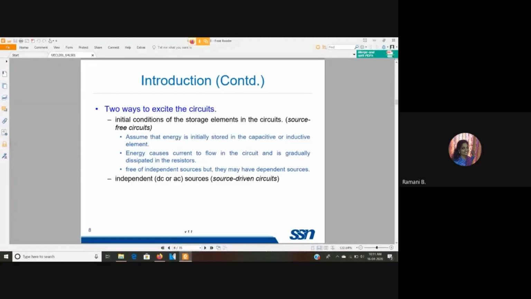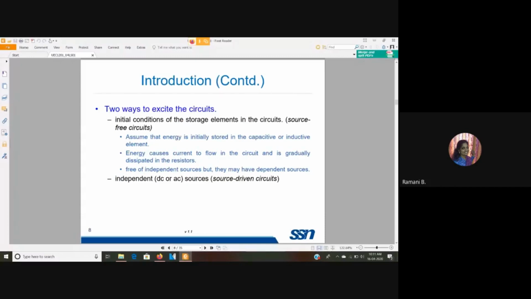These RC and RL circuits can be excited in two ways. As the inductor and capacitor are storage elements, if there is some initial energy stored in them, the circuit can function even without any external source. That is the first type, which we call the source free circuit, where the initial condition of the storage element is present. We assume that energy is initially stored in the capacitive or inductive element, and this energy causes current to flow in the circuit and is generally dissipated in the resistors. So the circuit will be free of independent sources. However, it may have dependent sources.